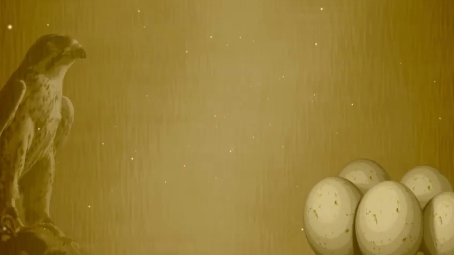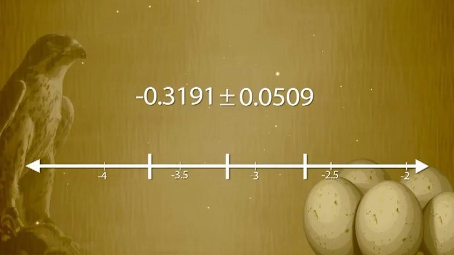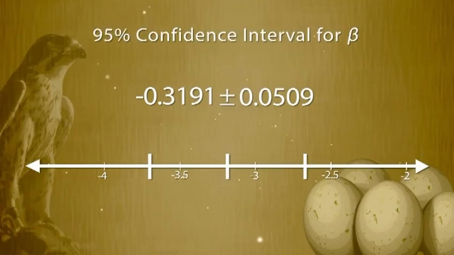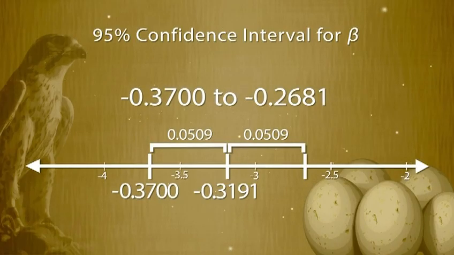That means computing a confidence interval for the population slope. To do this, we take the sample slope b, plus or minus the margin of error, t star times the standard deviation of b, where the degrees of freedom for t star equals n minus 2. In this case, that's 68 eggs minus 2, or 66. We can then calculate this using software to find a 95% confidence interval of negative 0.3191 plus or minus 0.0509, or from negative 0.3700 to negative 0.2681.